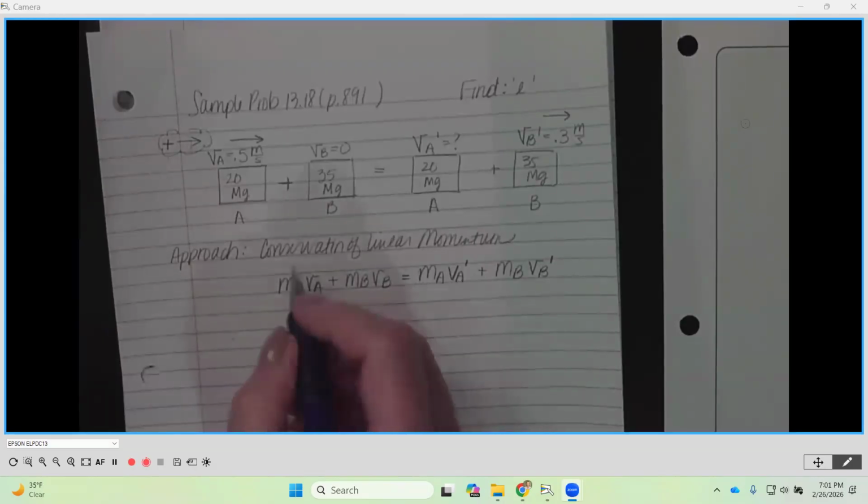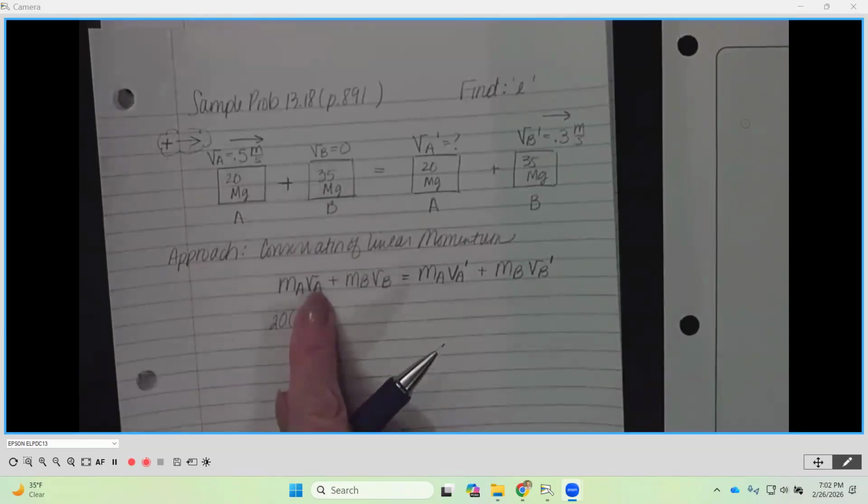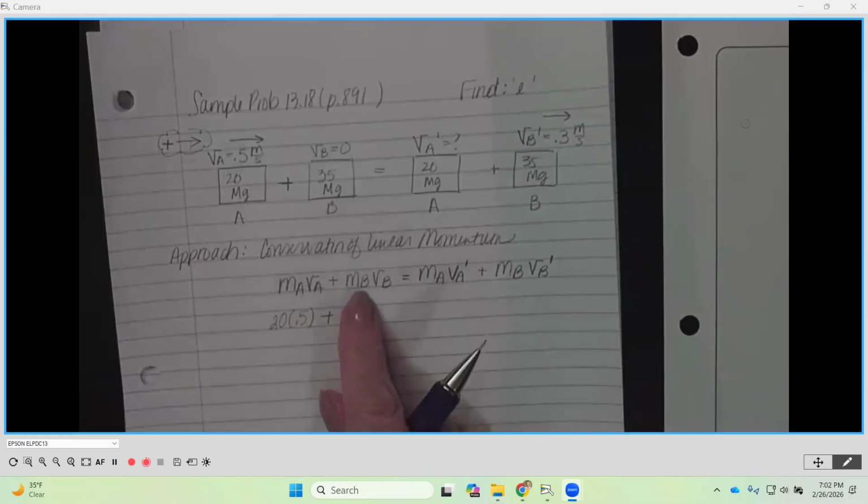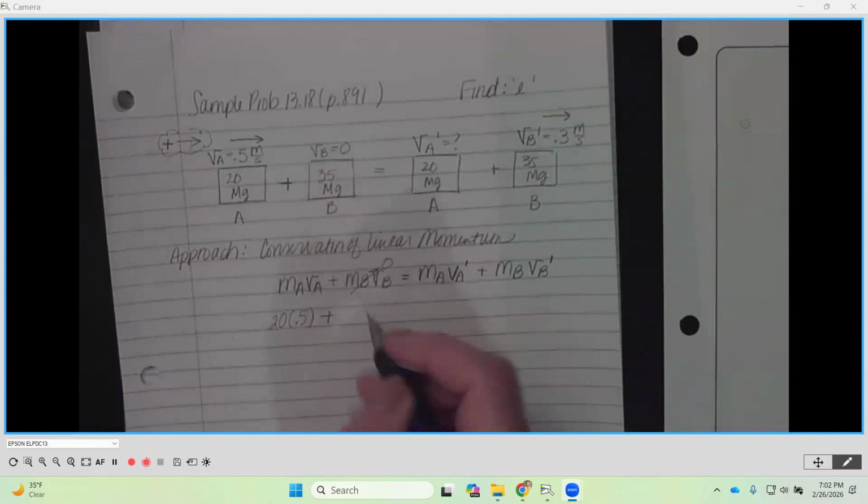So this is going to be 20 megagrams times 0.5 meters per second. So that's the velocity. Plus, now we have 35, right? But this velocity is zero. So this ends up being zero. So we're just going to add zero here.